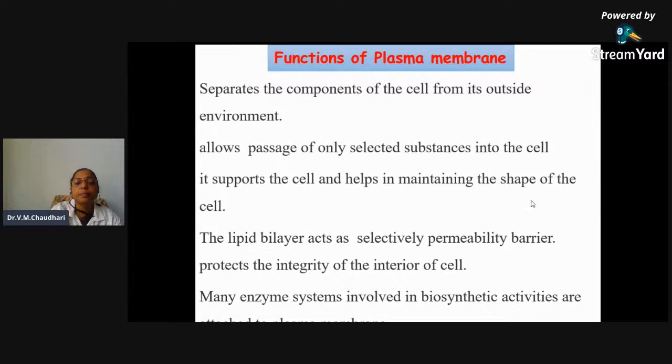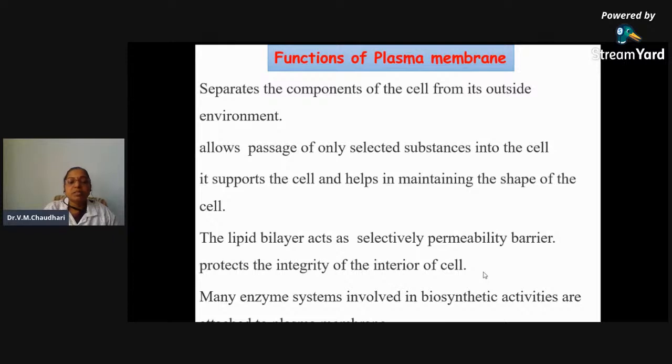Whatever the shape present to the cell is due to the presence of this cell membrane, proteins and lipid present in the cell membrane. So it gives the shape to the cell. Then the lipid bilayer acts as a selectively permeable barrier. Selectively permeable barrier, it protects the integrity of the interior of the cell.